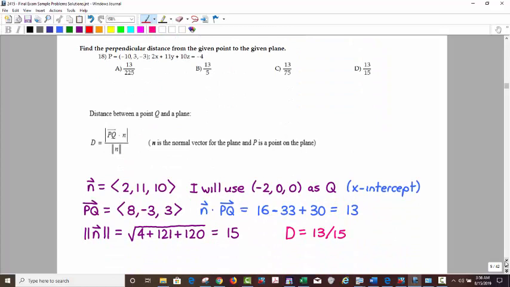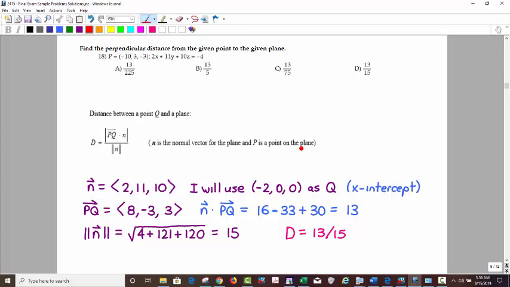Find the distance from the point to the plane. We're going to use this formula, the absolute value, because this dot product might be negative, and obviously distance has to be a positive measure. It's not direction based, it's just distance. The absolute value of PQ dot n over the magnitude of n, where n is the normal vector for the plane, and P is a point on the plane.